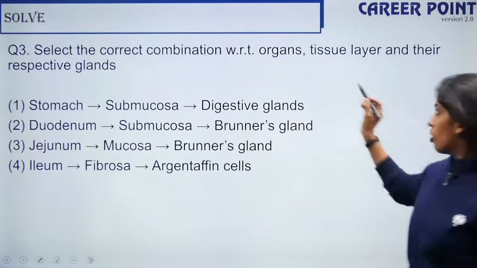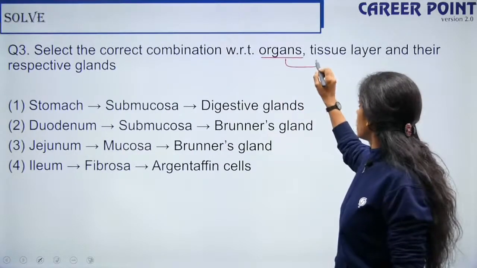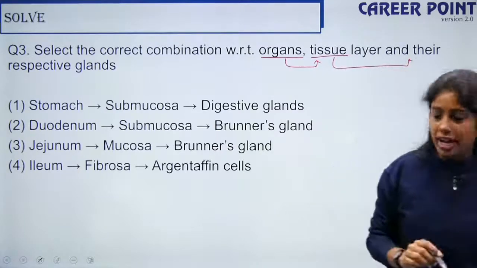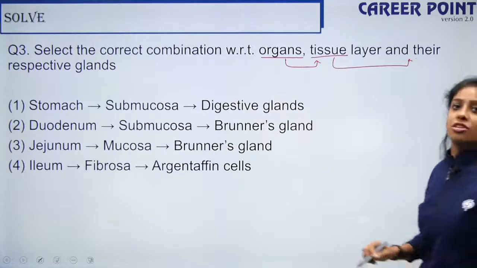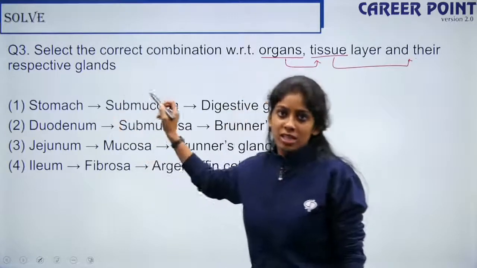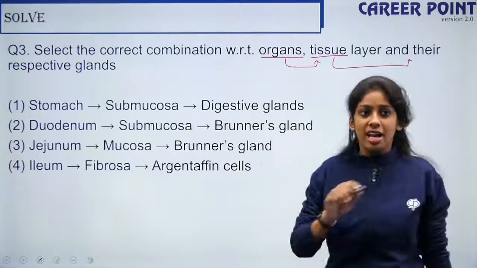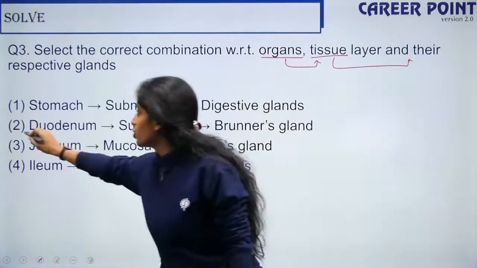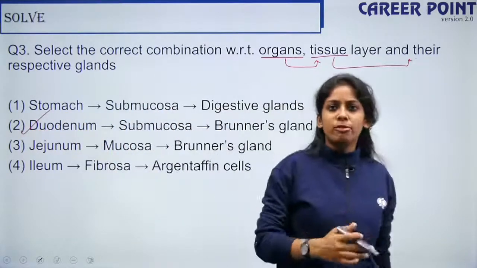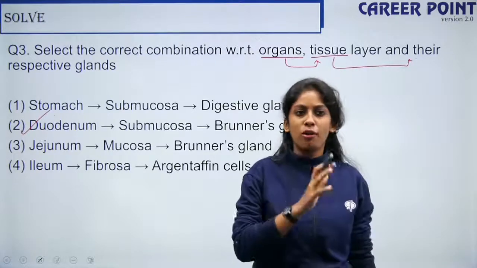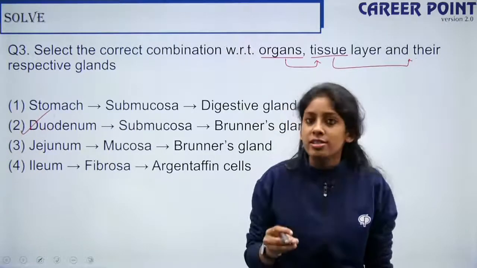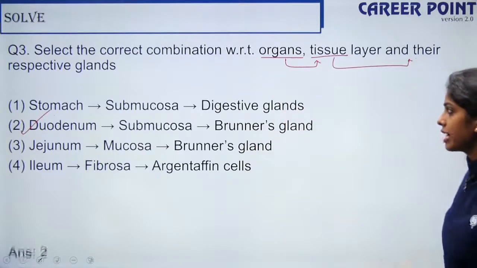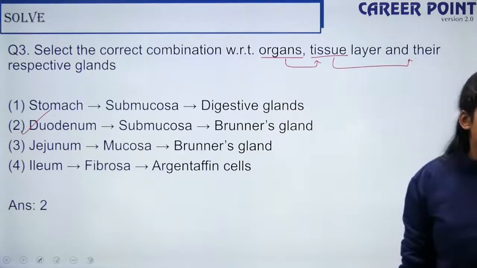The organ should be right, the tissue should be right, and the layer in which the gland is present should be right. So which is right? Yes. The duodenum in the submucosal layer has the Brunner's gland. That is an absolutely easy question, right? But this is how the questions can come sometimes. We expect straightforward questions. We will solve previous year questions, but there are chances that questions of these types can also come. Okay? Yes, fine. So the right answer is option 2.